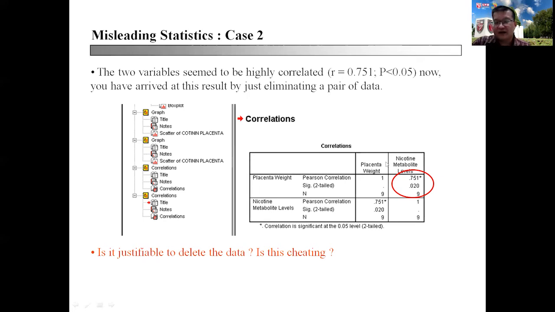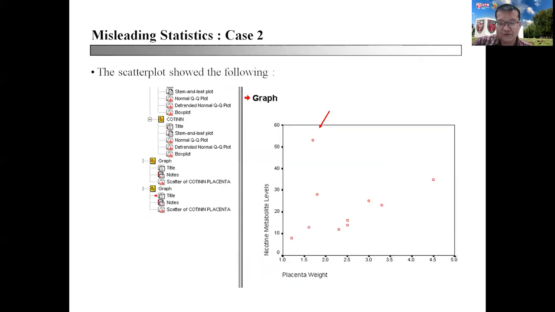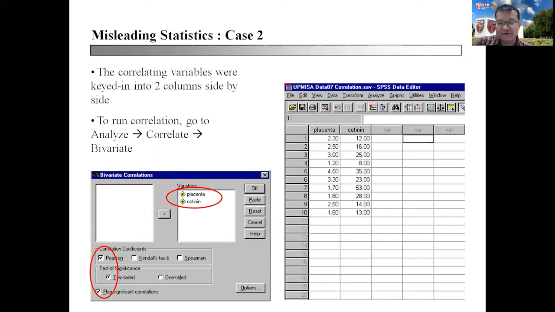So you have to ask yourself, is this justifiable, to delete your data? And is this cheating? This is again something you have to ask yourself, and this is where statistics may not be able to help you. Remember, when we remove the outlier, we are investigating what is actually going on. This is where you need to use the statistics or the data as something that is living, instead of treating them as just numbers.